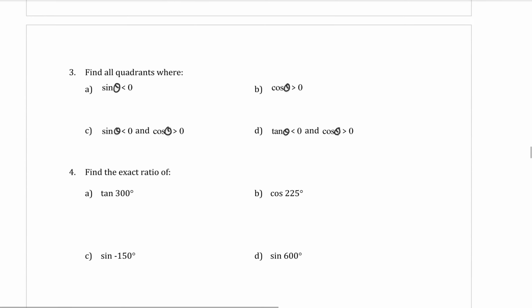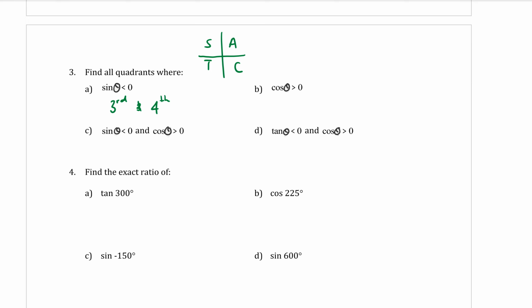Question 3. Find all quadrants where sine theta is less than 0. Less than 0 means negative. Okay? So if I'm going to draw my little all stations to central here, so we can just have a visual. Which quadrants is sine negative? That's right. Sine is positive in 1 and 2, the top two. So it's going to be negative in the tan and the cos quadrant, which is the 3rd and the 4th quadrants. Okay, just reading it straight off of my all stations to central diagram.